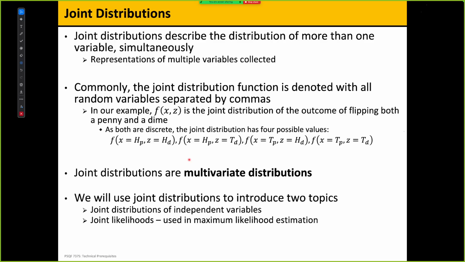So at x and z, if both are discrete, like in our example, there are four possible discrete outcomes. Both the penny and the dime are heads, that's number one. Second one is heads for the penny, tails for the dime. The third one is tails for the penny, heads for the dime. And the fourth one is tails for the penny, tails for the dime, right? Each permutation of how the coins can land. So joint distributions, by definition, are multivariate distributions, meaning, again, you have to observe each one of those values to get the likelihood. Okay?